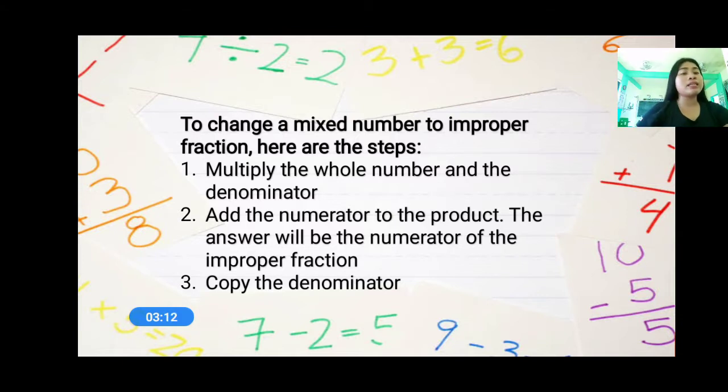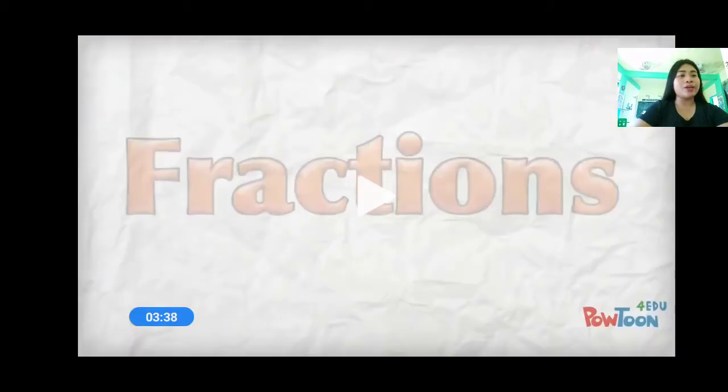And then the last is you're going to copy the denominator. Again, first, multiply the whole number and the denominator, and then add the numerator to the product, and that product will be your numerator, and then just copy your denominator. Now, for you to fully understand the steps, I'm going to show you a video. So, you have to listen to this video for you to be able to understand how to change mixed number to improper fraction. Okay?